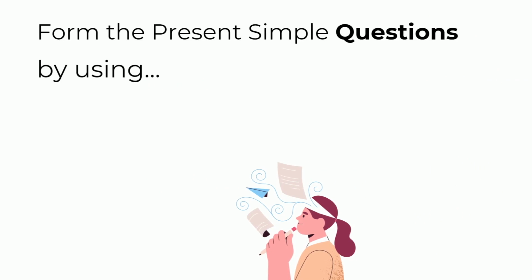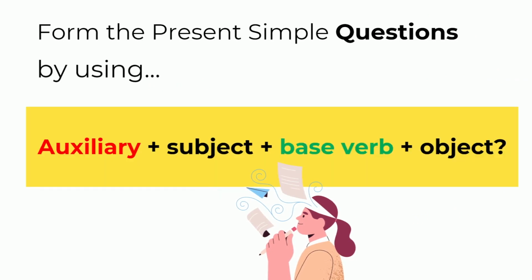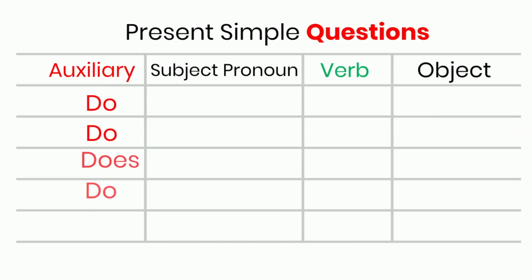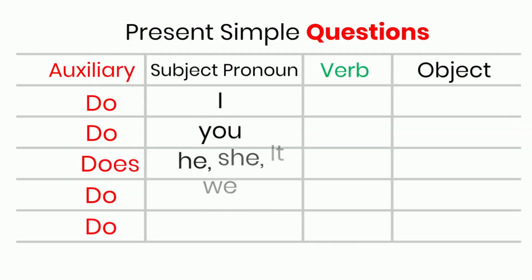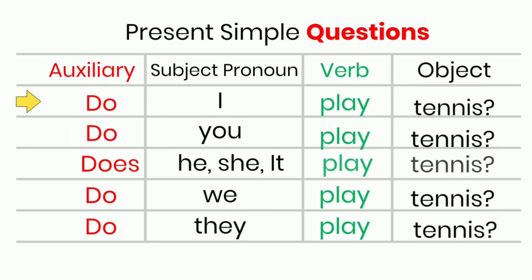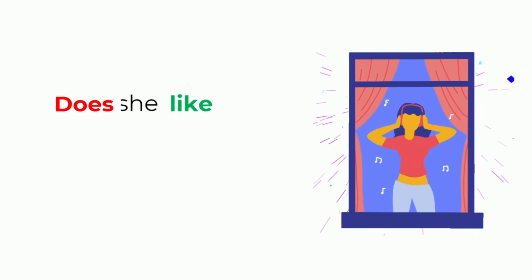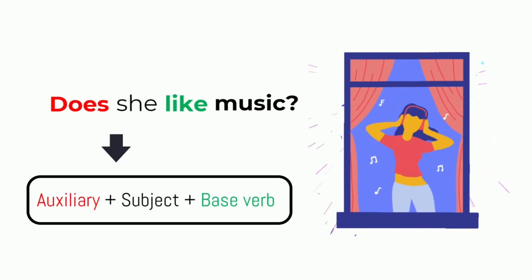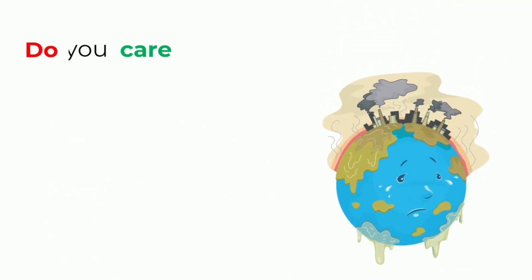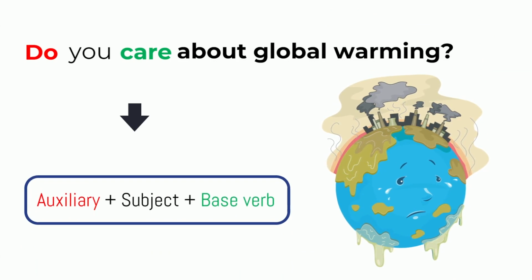Form the present simple questions by using the auxiliary, the subject, the base verb, and the object. Do I play tennis? Do you play tennis? Does he, she, it play tennis? Do we play tennis? Do they play tennis? Some more examples. Does she like music? Do you care about global warming?